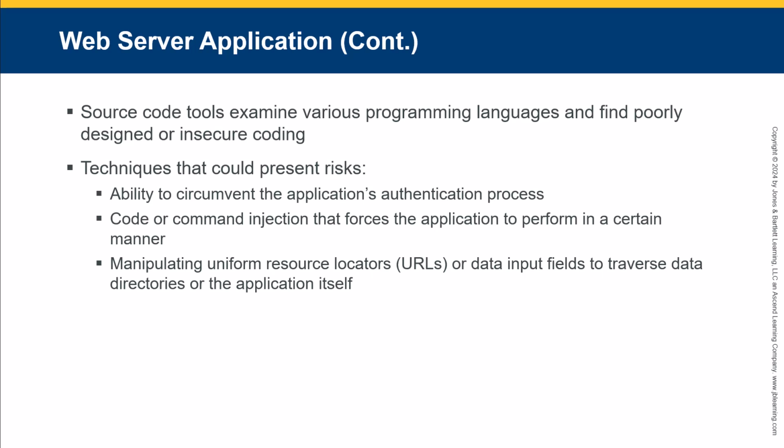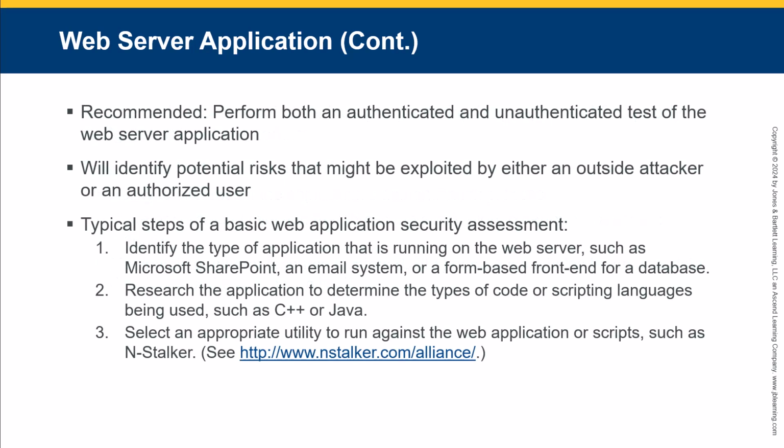Techniques that could also represent a risk include the ability to circumvent the application's authentication process or controls, code or command injection that forces an application to perform certain functions or behave in a certain manner, or manipulating the URL or data input fields to traverse data directories or attack the application itself. You can manipulate the web app to do things, and if that's the case, we probably need to harden it a little bit more to make sure it's secure.